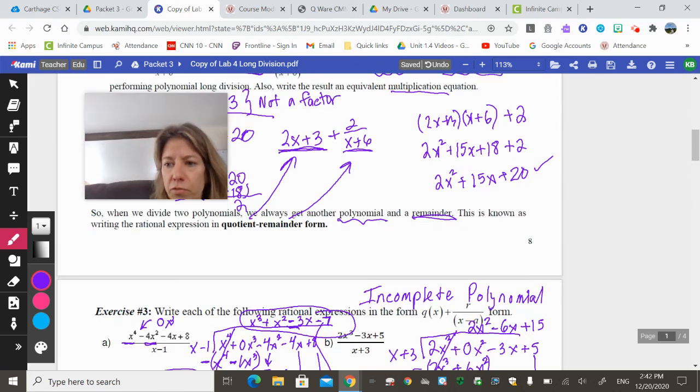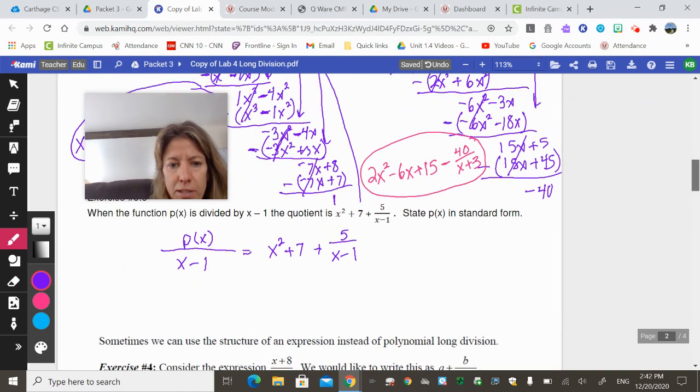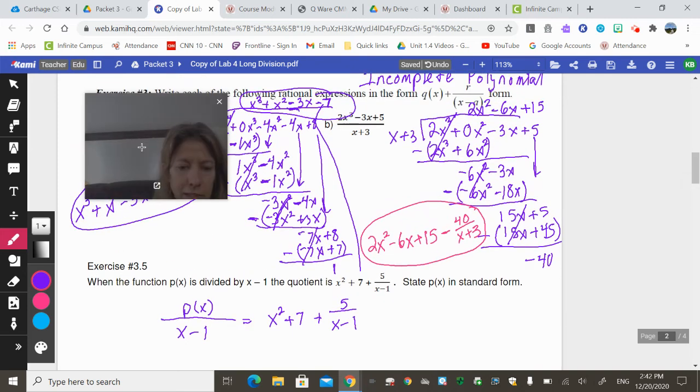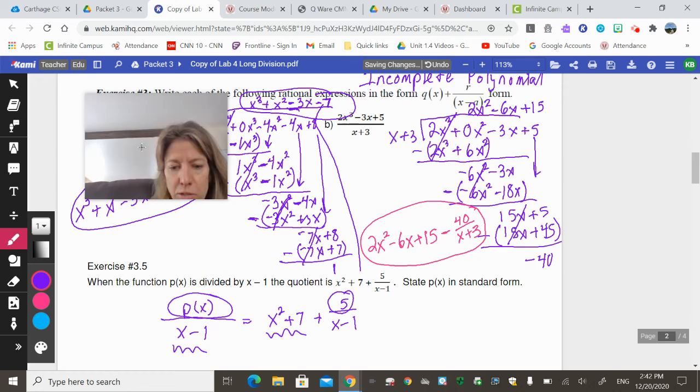Okay, hopefully you've paused the video and you've thought about this. But basically, to get our original polynomial, we would just do the multiplication just like we would if we were checking our answer. So we take the divisor, we multiply it by the quotient, and then we add our remainder, and that should give us the p of x. So that's what we're going to do.